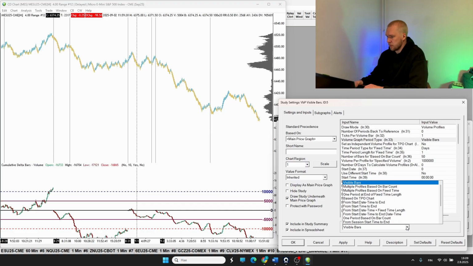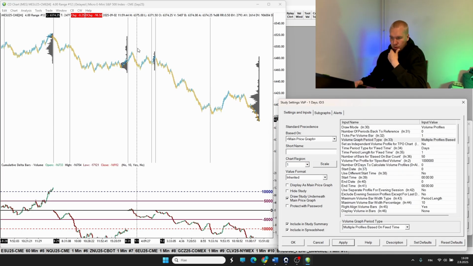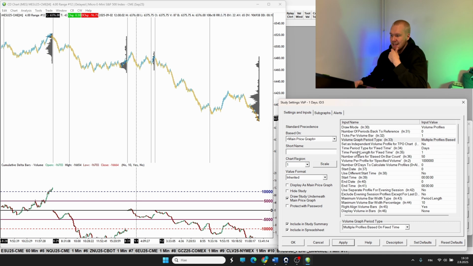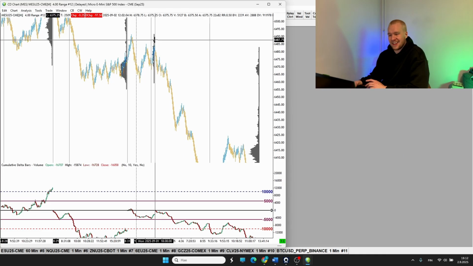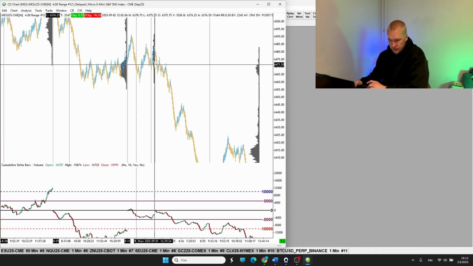And then here we'll change it to, so we'll put multiple profiles based on fixed time, and we can see here that we have multiple profiles now, and these are right. So time period type for fixed time is days, and then the length is 1, so this means 1 profile per 1 day. And we can actually check this, and we can see here that the volume profiles reset at the sessions. So the new profile starts exactly at 6 p.m. and it ends at 5 p.m. So it's 23 hours again.